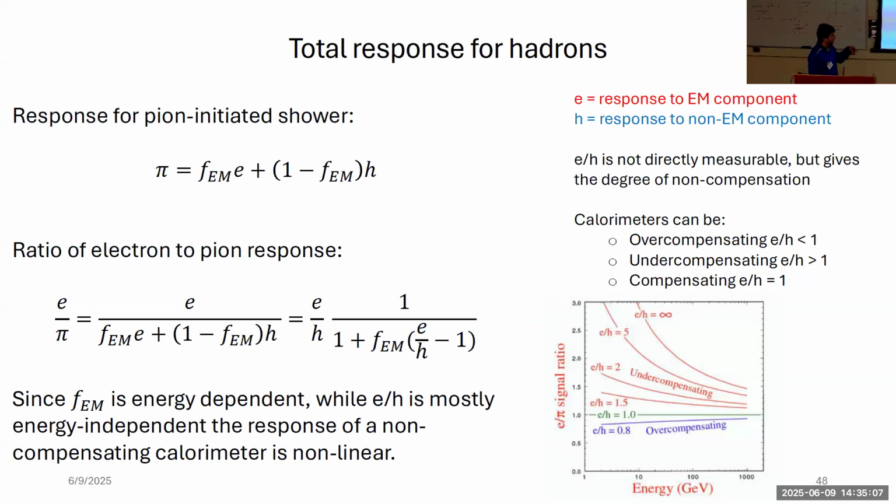Okay, and the basic idea here is that since the fraction of the EM part of the shower is energy dependent, while E over H is mostly energy independent, the response of a non-compensating calorimeter will be nonlinear. And then it will be quite a challenge to actually extract the energy from a non-compensating calorimeter. It takes more work to do so. It's doable, but it's more challenging.